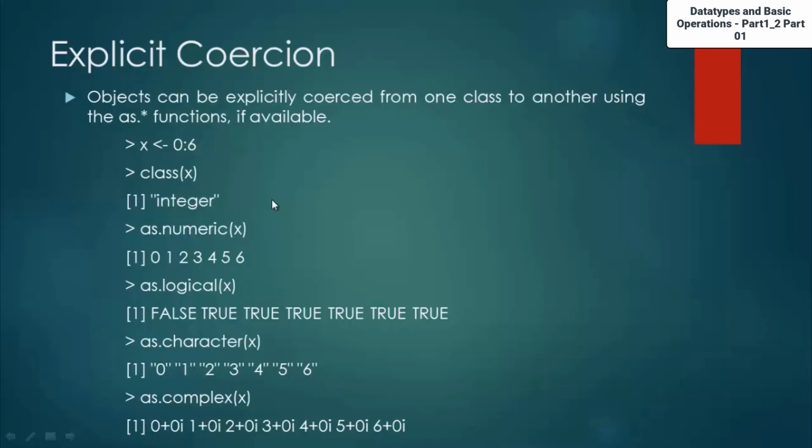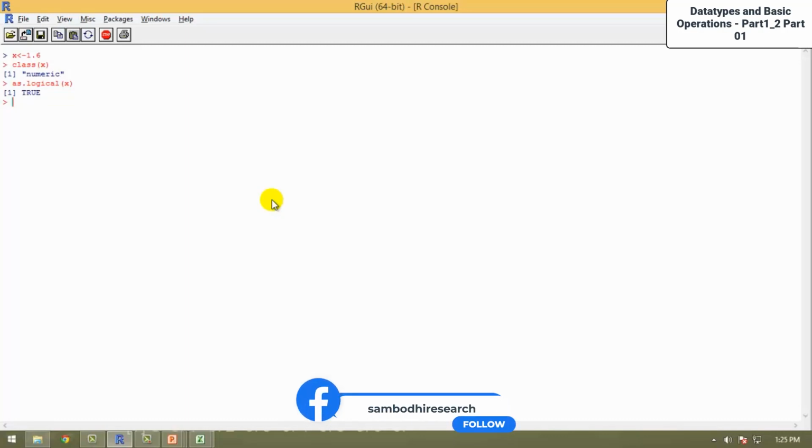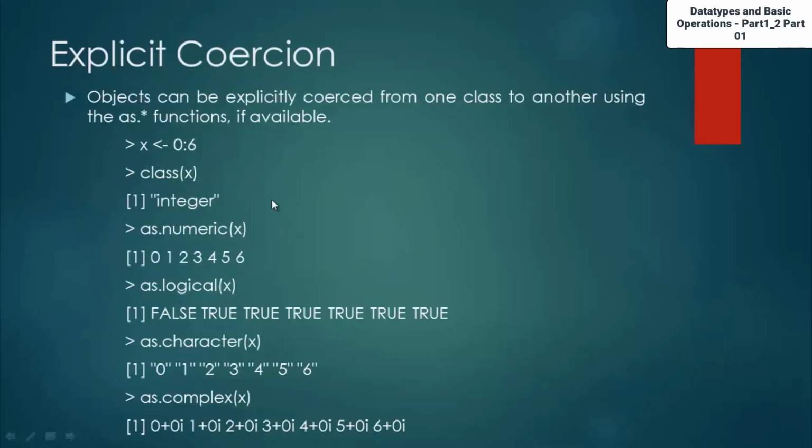Now what I can do is convert this numeric into a logical or an integer. If I do as.logical of x, it will turn that 1.6 into TRUE, because any number greater than 0 will be declared as TRUE. If it is 0, it will be changed to FALSE. This is called explicit coercion, as a numeric is converted into logical by using the as.logical of x function. In the same way you can use as.numeric, as.logical, as.character, as.complex. You can coerce any class of object into a different class using these explicit coercion functions.